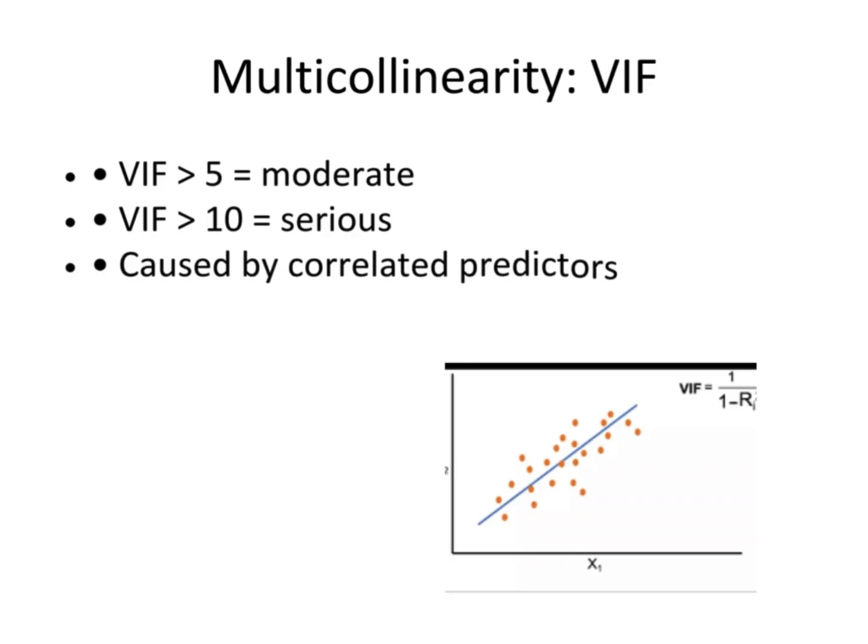Multicollinearity occurs when independent variables are highly correlated with one another. This leads to unstable coefficient estimates and inflated standard errors. Variance inflation factor, or VIF, is used to quantify multicollinearity. A VIF above 5 indicates moderate multicollinearity, while values above 10 signal serious problems. In such cases, we may remove predictors, combine them, or use regularization techniques.